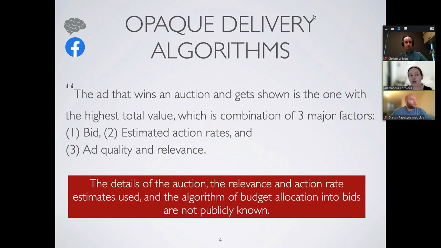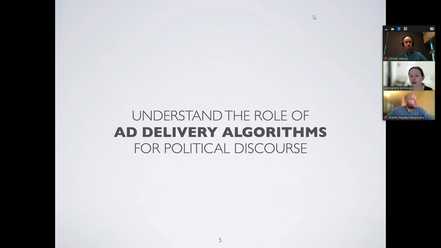So the platform, in this case Facebook, decides what the bid is on the advertiser's behalf. It decides what the estimated action rate will be based on some opaque machine learning algorithm. And it also decides the ad quality and relevance based on an opaque machine learning algorithm and some internal people who review the ads. So none of the details of these ad delivery algorithms are known more broadly. And so the question we wanted to ask is, what is the role of this ad delivery algorithm for political discourse?